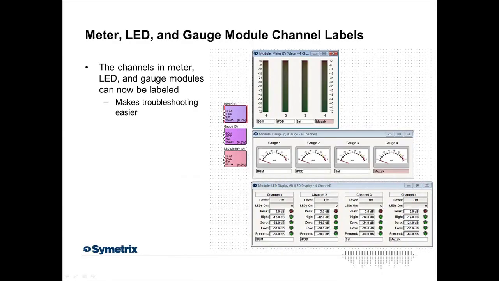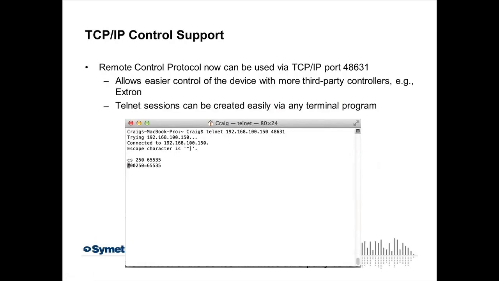A couple other noticeable changes is that all the meters, LED, and gauge modules can be labeled, and of course these will be auto-labeled with the relabel downstream devices. So now when you have some meters coming off some outputs or something, you'll be able to see what their names are. So that should simplify some troubleshooting and putting meters on control screens and things like that.